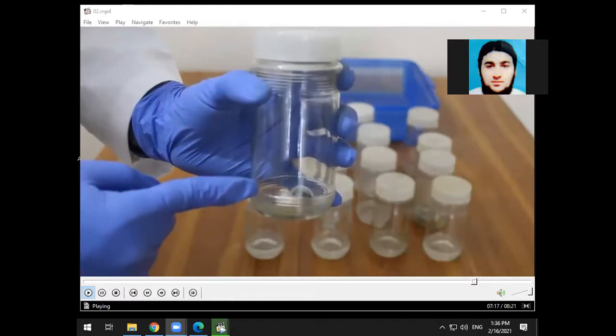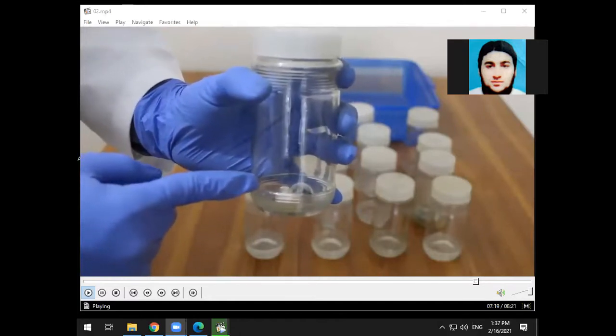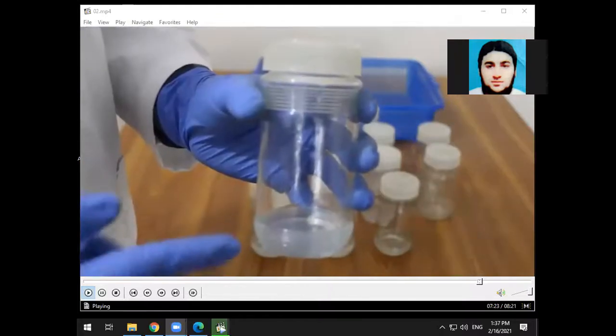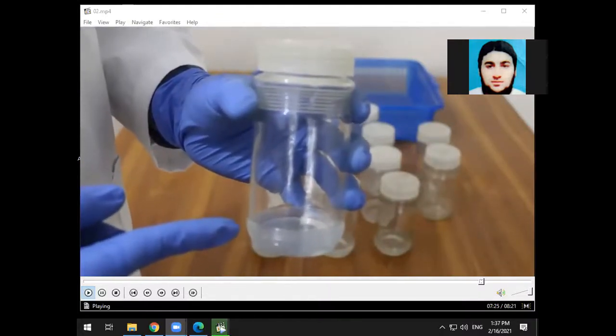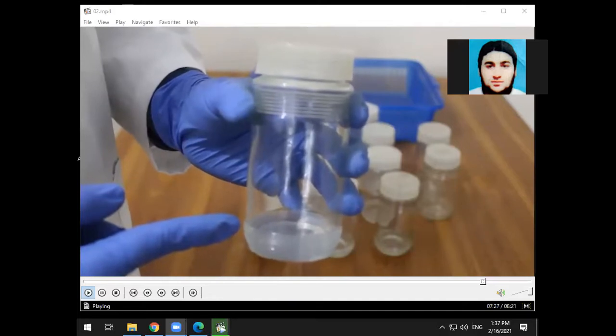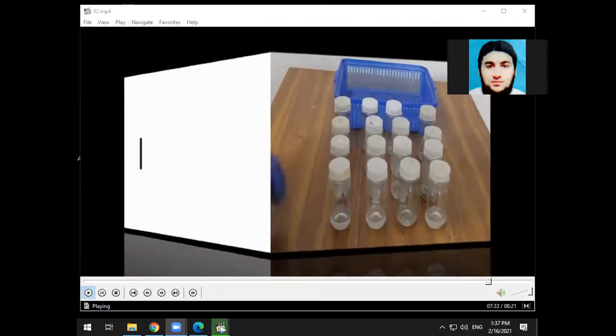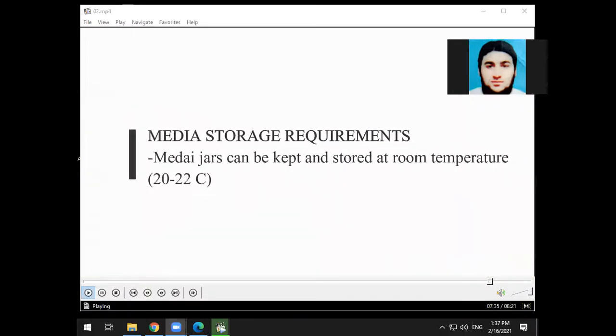In case you find any sign of contamination in your media jar, remove and discard that jar immediately. Contamination-free jars will be used for further experiment. Media jars can be stored at a temperature of 20 to 22 degrees Celsius.